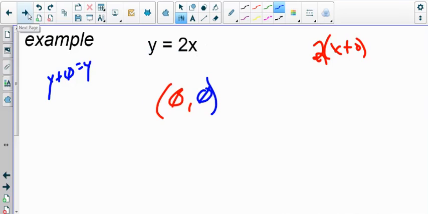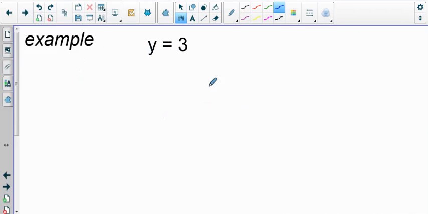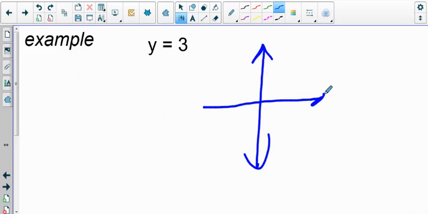Another one that might throw you, what if it just says y equals 3? Well, you should know this one, because if it's y equals 3, no matter what x equals, y is always equal to 3. So that is a horizontal line through y equals 3. That's what that looks like, a horizontal line through y equals 3.